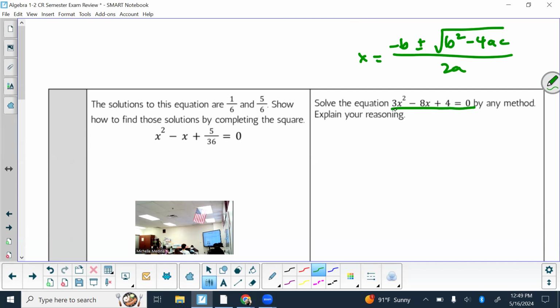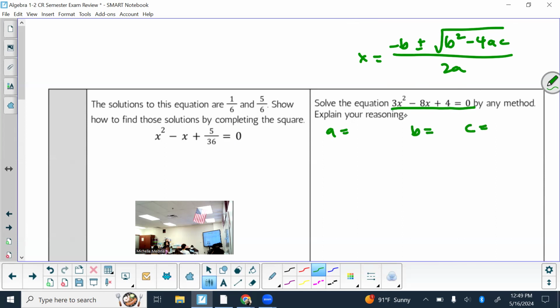I will not make you memorize that formula again, so if you look up on the screen during your test tomorrow, it should be there. That's the only formula that I would give you. To use this, is it in the correct format? So it's in standard form set equal to 0, so I don't need to do any rearranging. I need to identify my A, B, and C.